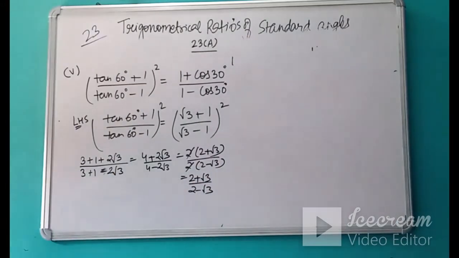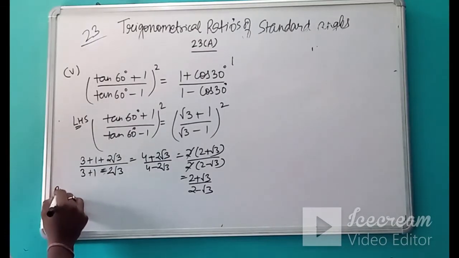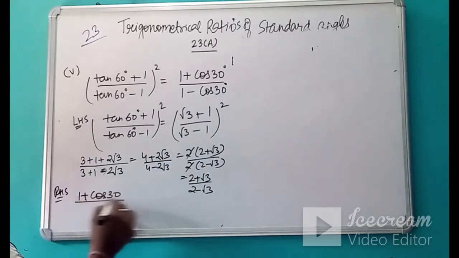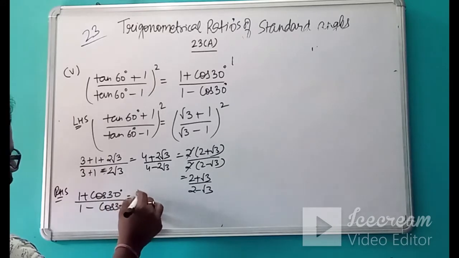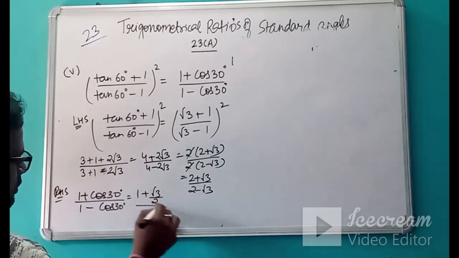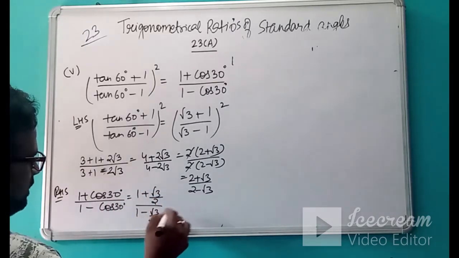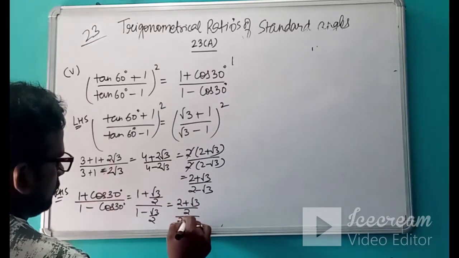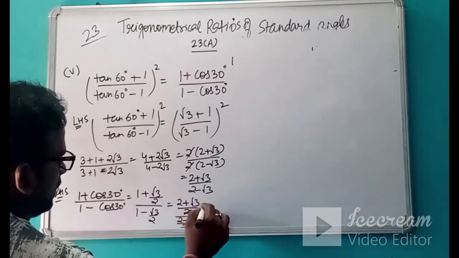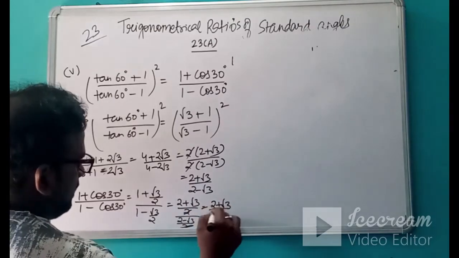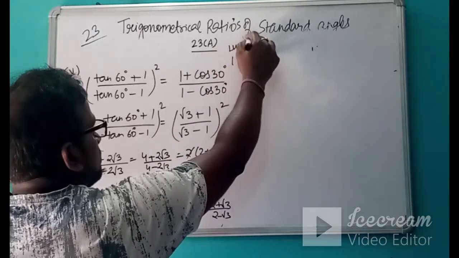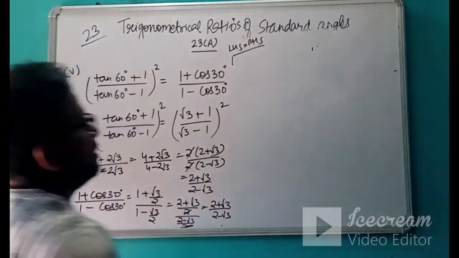Okay. Now I will take the RHS. So RHS is (1 plus cos 30) upon (1 minus cos 30). So what was cos 30? Root 3 by 2. Then 1 minus root 3 by 2. So we will take the LCM, and similarly it is (2 plus root 3) upon (2 minus root 3). The 2s cancel, and you will get the same result. So we can say that LHS is equal to RHS, hence proved.